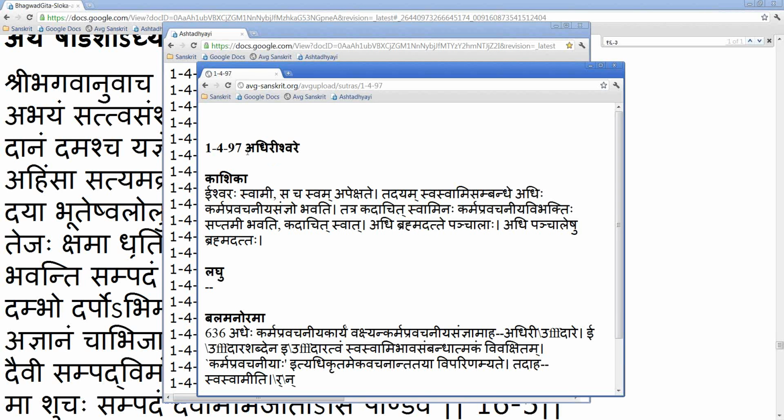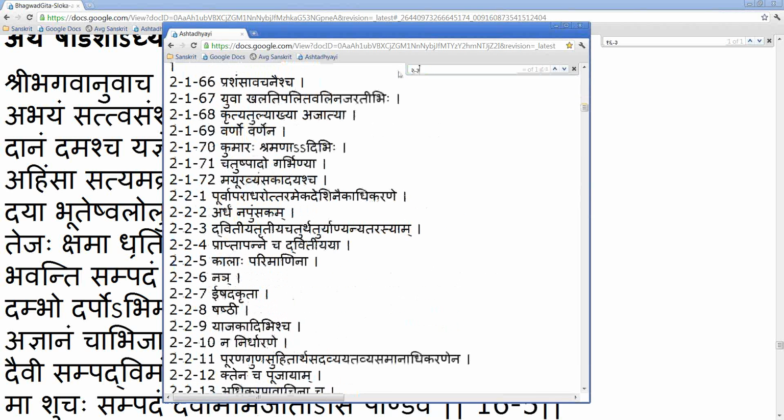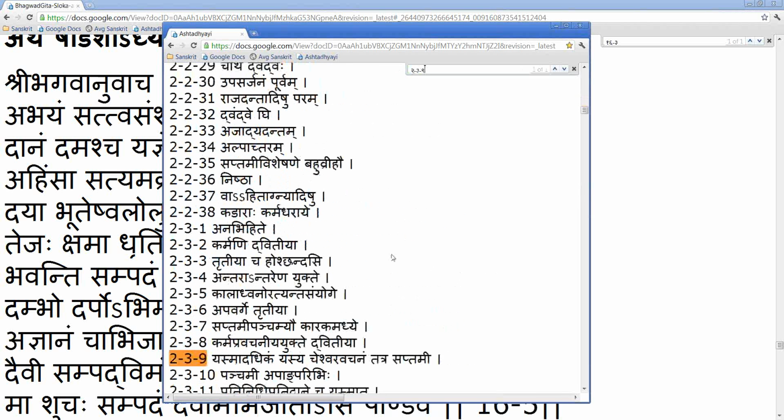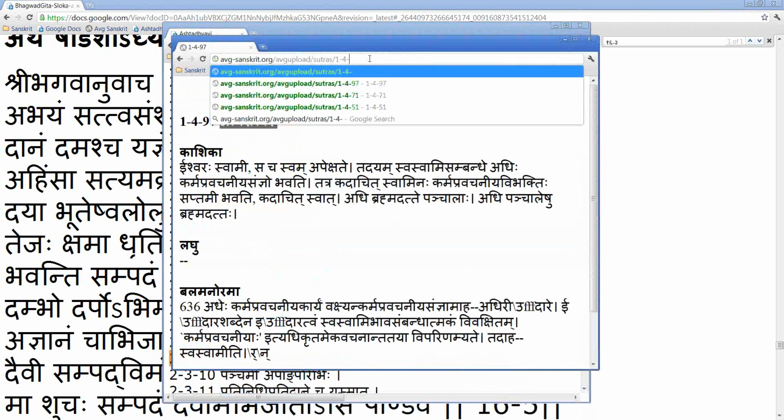So this sutram is saying that, first of all, adhirishwara gives it the karma pravachaniya sanya. And then what happens by 239, we can get a saptami bhakti with that. 239 says, yasmad adhikam yastit ishwara vachanam tatra saptami. So when you look at 239 now, it is going to tell us to use saptami bhakti. Because we want to know how you can get saptami bhakti with Ishwara when we say Ishwara adhinam. So that sutram is 239.